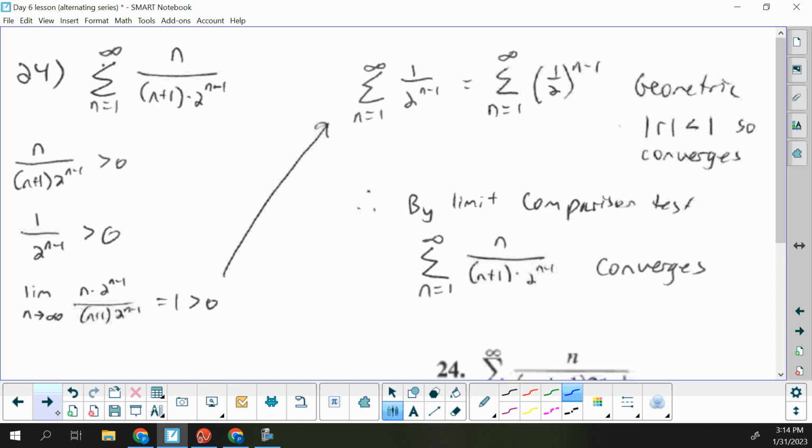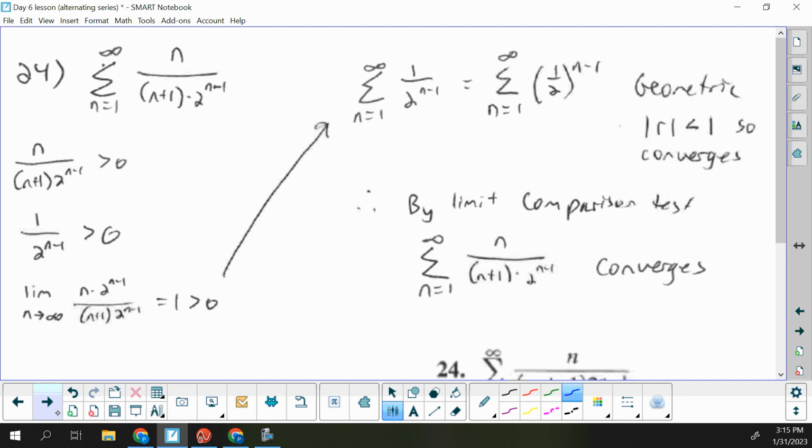For 24, basically the n's were already matching up, so we needed to get a 2 to the n minus 1 to match up as well. So we'll have 1 over that. When you divide, that 2 to the n minus 1 multiplies in the numerator. The 2 to the n minus 1s will wipe each other out. Then same degree, ratio of leading coefficients gives us 1, which is a positive finite constant.